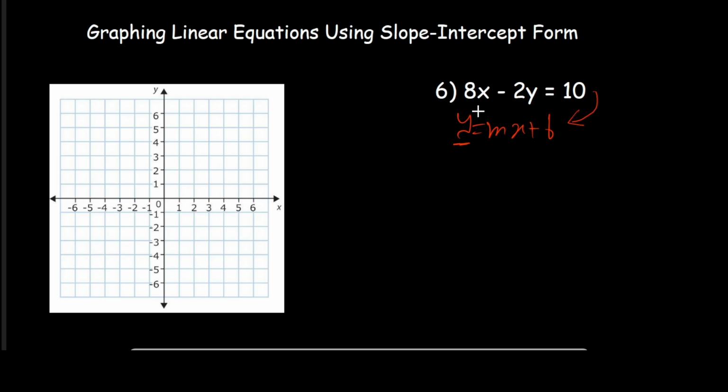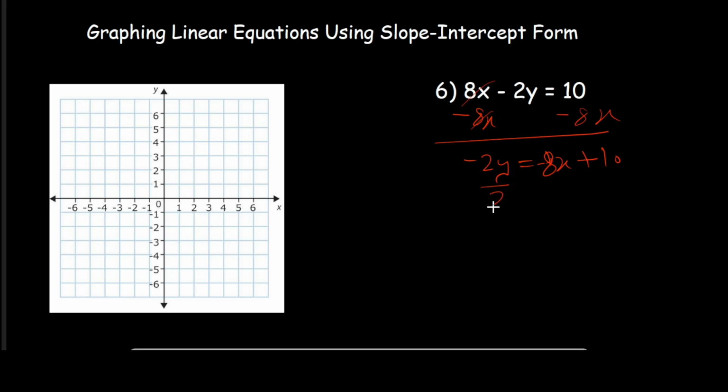To convert this, I'm going to subtract 8x from both sides of the equation. So 8x and 8x will cancel out. It will give us negative 2y equals negative 8x plus 10. Now I'm going to divide the whole equation by negative 2 to get y by itself, because here is a 2 which is the coefficient of y.